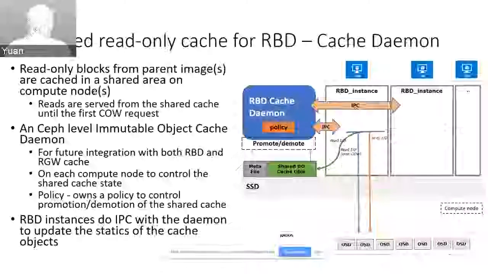And the third one is we have a new librbd hook that exists inside librbd, which can redirect the read request on clone image to our shared cache. So this is the basic architecture or components for the current project.